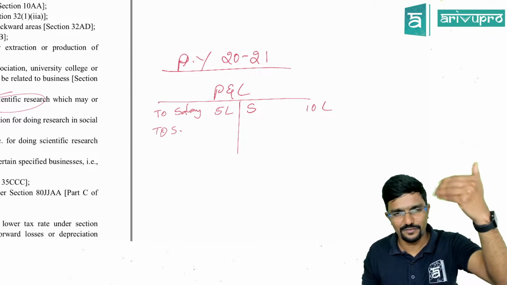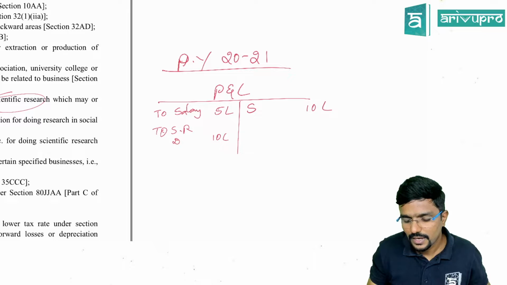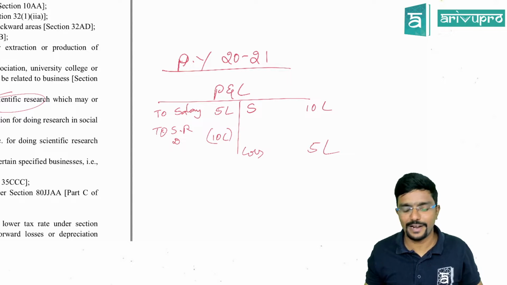Don't worry, because we are yet to cover this. Scientific research expenditure, I am claiming a deduction. How much? Assume 10 lakh. I have claimed a 10 lakh deduction. So you have a loss of 5 lakh.